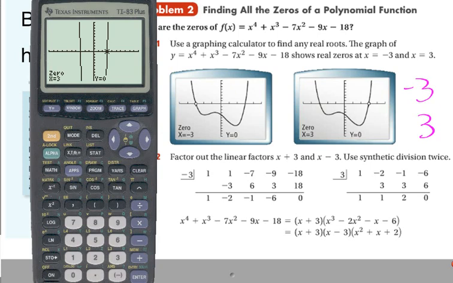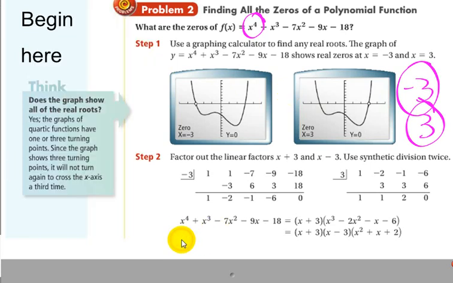Now what we're going to do, because how many roots should we have? What was our leading power? 4. So we should have 4 roots. We have 2 of them. So now, put your calculator down, and now this is where we turn to polynomial or synthetic division.